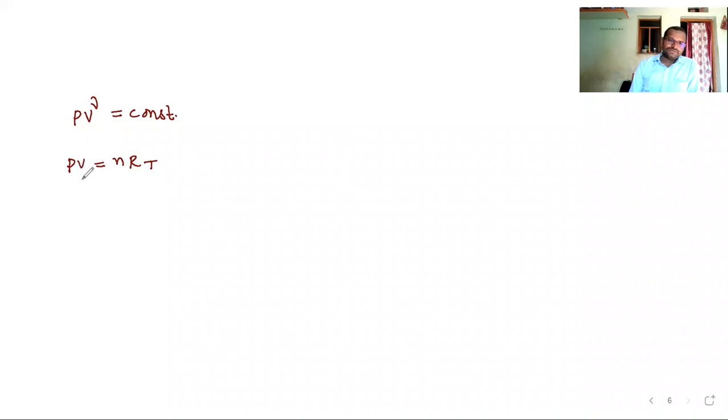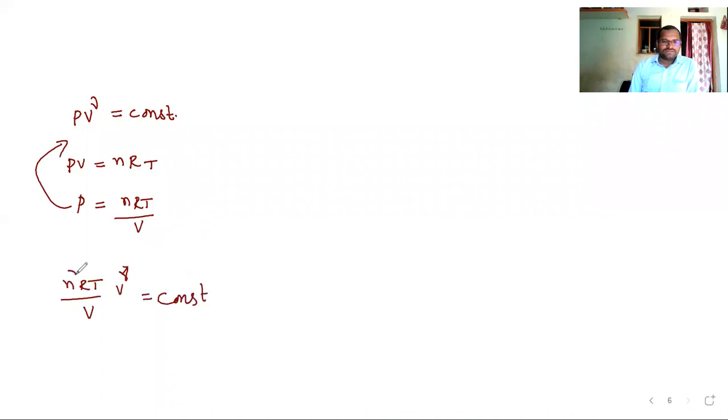Now, see here, what is P, Anna? nRT by V. Substitute this P here. You'll get nRT by V, V power gamma is equal to constant. This n and R are constant. So you'll get T V power gamma minus 1, due to these two, should be constant.